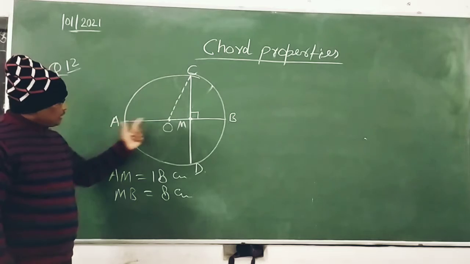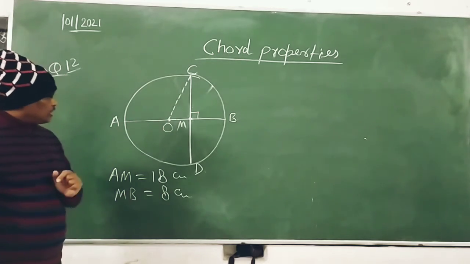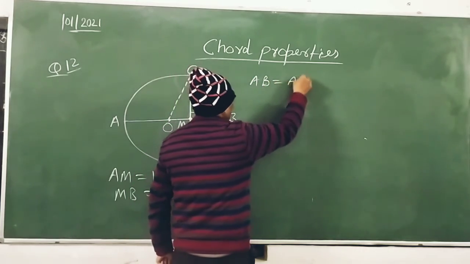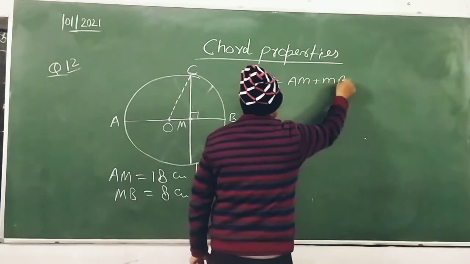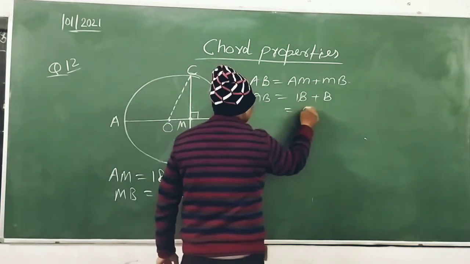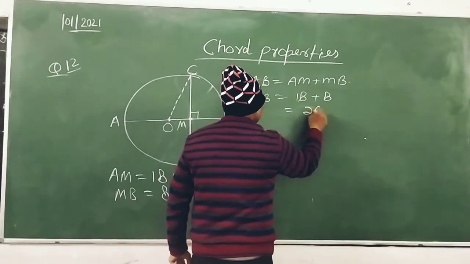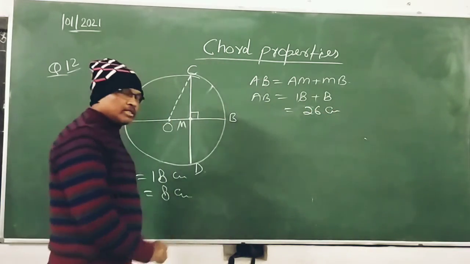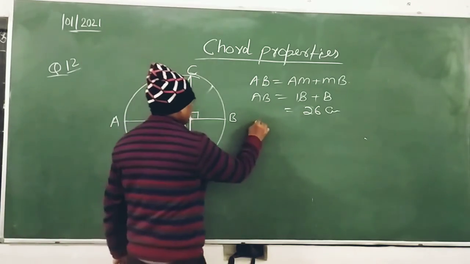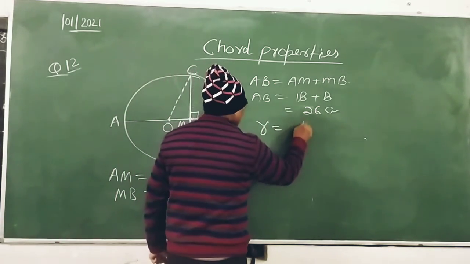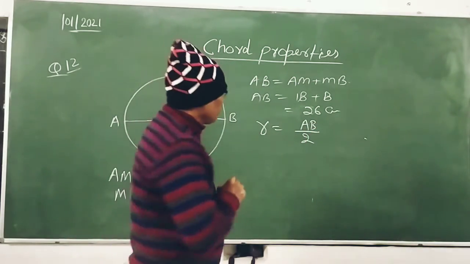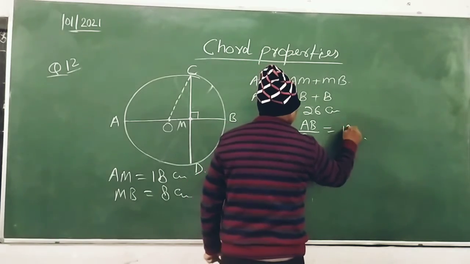AM is equal to 18 centimeter. MB is equal to 8 centimeter. So what we will tell about the AB? AB is AM plus MB. So AB is equal to 18 plus 8 is equal to 26 centimeter. And what is AB? This is the diameter. So what is radius? सबको पता है radius क्या होता है? Radius is just half of the diameter. So it means the radius is 13 centimeter.